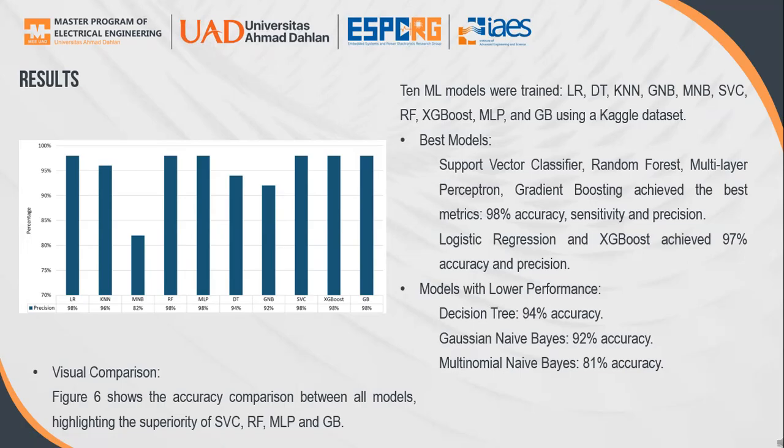Models with lower percentages: Decision Tree, 94% accuracy. Gaussian Naive Bayes, 92% accuracy. Multinomial Naive Bayes, 81% accuracy. Visual comparison. Figure 6 shows the accuracy comparison between all models, highlighting the superiority of SVC, RF, MLP, and GB.